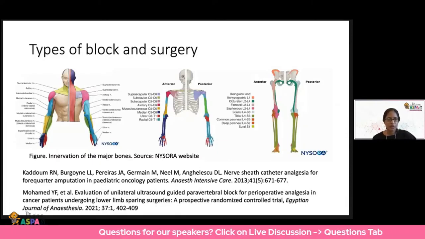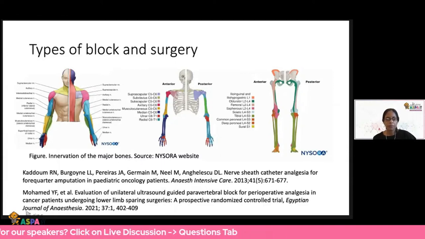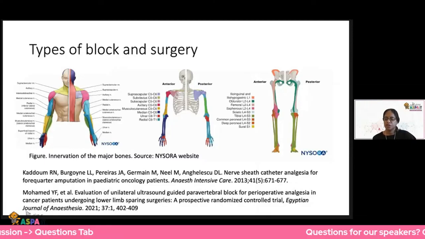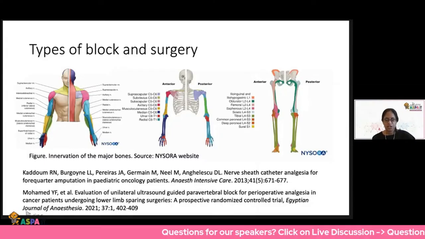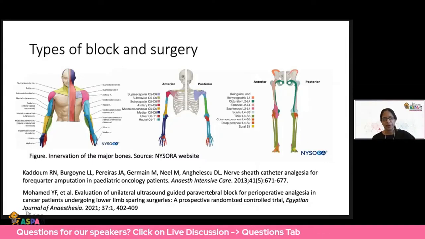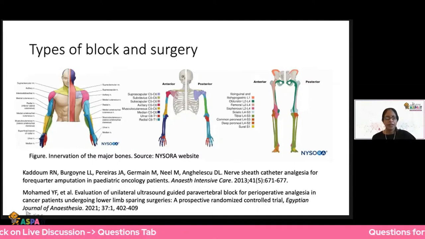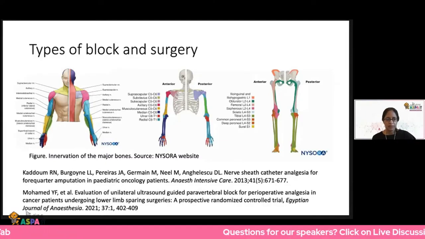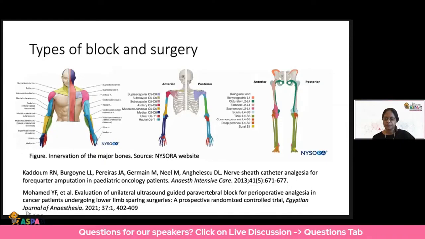This image shows the innervation of the major bones in the body, and it helps us to think about the surgical site. In addition, it's helpful for specific patients to review the imaging, the MRI, X-rays, and CT scans of the tumor, and then have a discussion with the surgeon and the OR team and the patient and family about the types of regional anesthesia that could be possible.